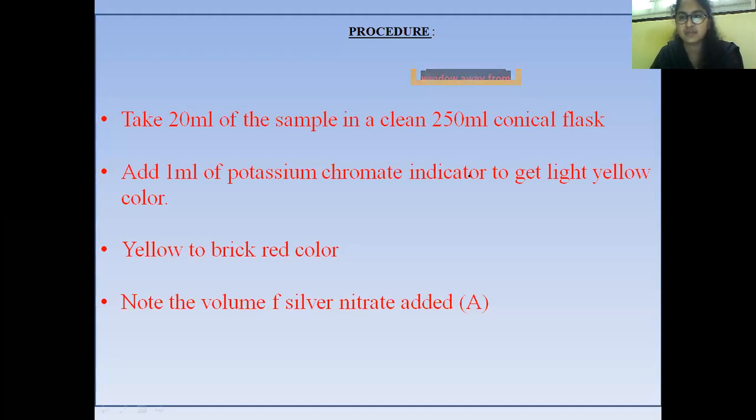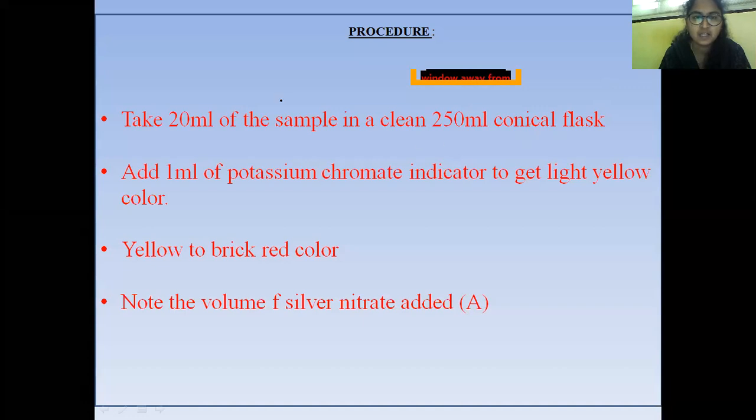What are the steps involved in the determination of chloride? Take 20 ml of sample in a clean 250 ml conical flask. Before starting the titration, rinse the burette with silver nitrate solution. Fill the burette with silver nitrate solution. The normality of silver nitrate solution is 0.0282, and that will be filled in the burette, adjusted to 0 and fixed in the burette stand.